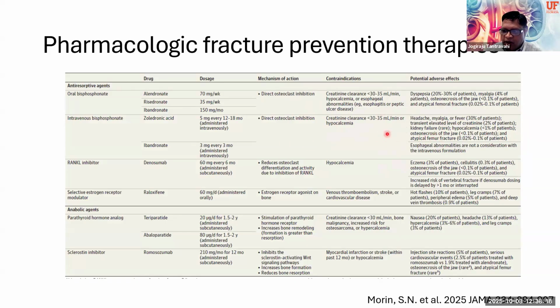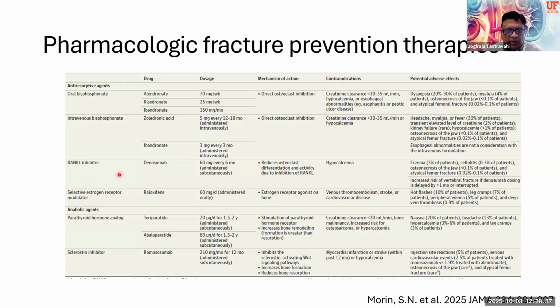Last year, when I was visiting my parents, my mom had a zoledronic acid infusion, and boy, that was a tough one. The side effects that were described were certainly as advertised. Okay, so we have direct osteoclast inhibition of bisphosphonates.